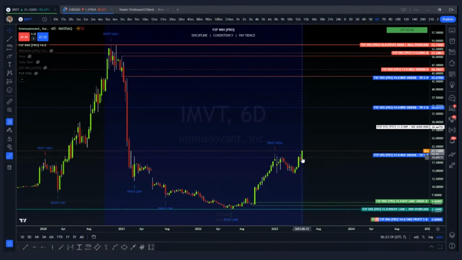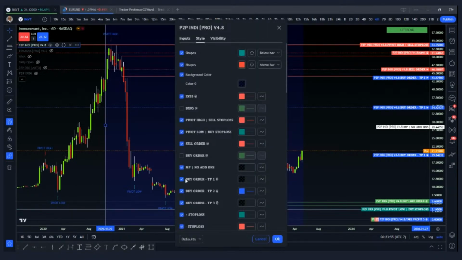So this thing just hit and it's breaking out of resistance. So the first TP that you could have gotten is this one here. If you guys are looking to get in this trade off of a pullback, I would get in at 19.85. Let's do that.